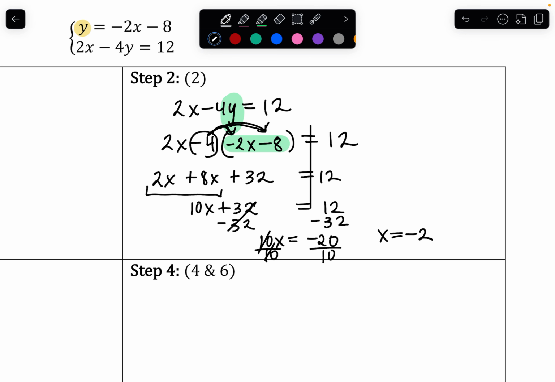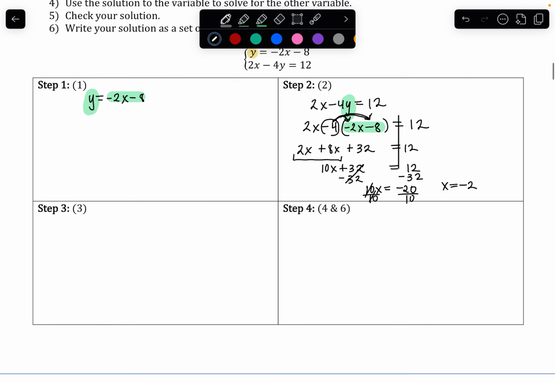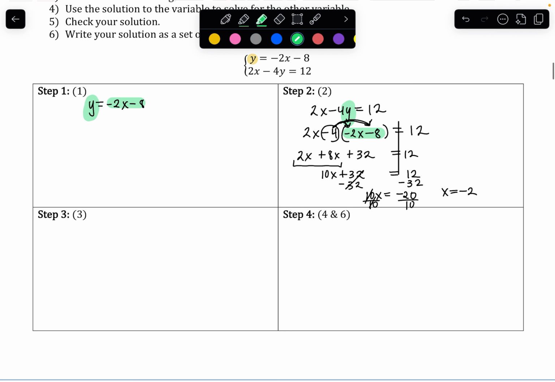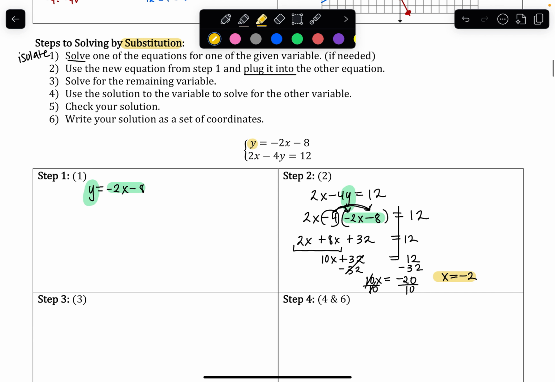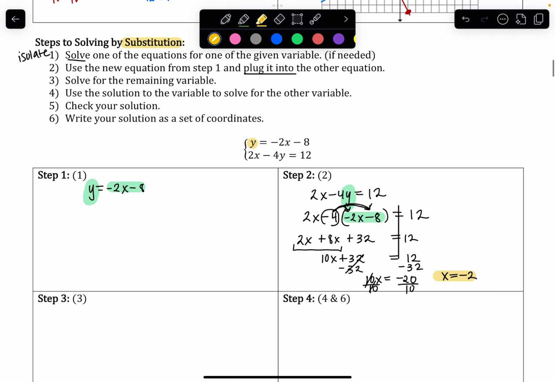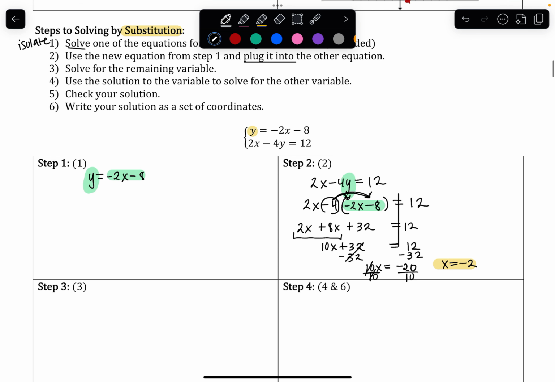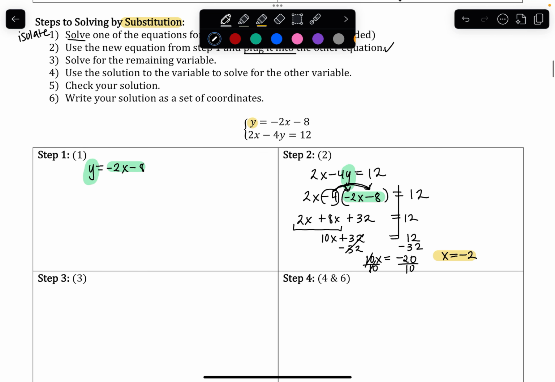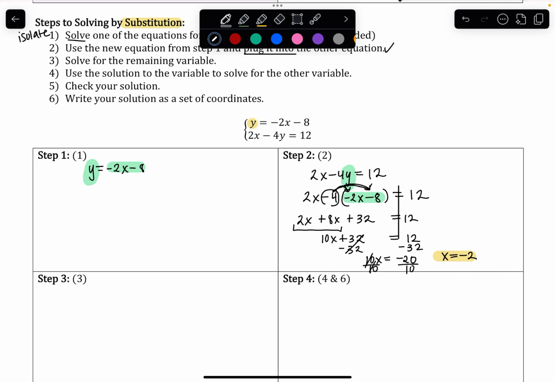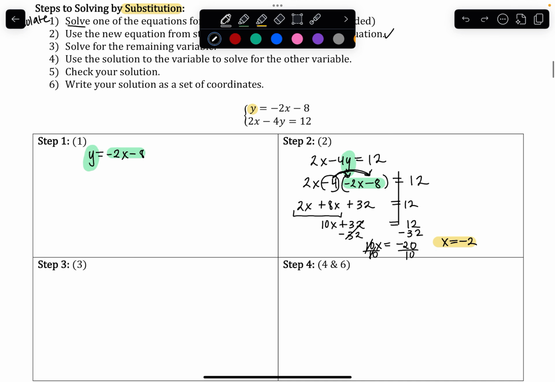Okay, that's only the x value. Remember, our solution is an ordered pair, x and y. Right now, we only have x. And so step 2 is done, and step 3. It says, oh, no, not step 3. So we plugged into the equation, and then we're going to solve for the remaining variables. So we just did that.